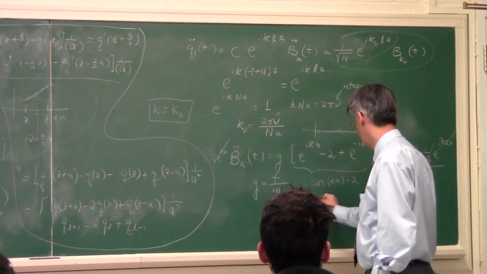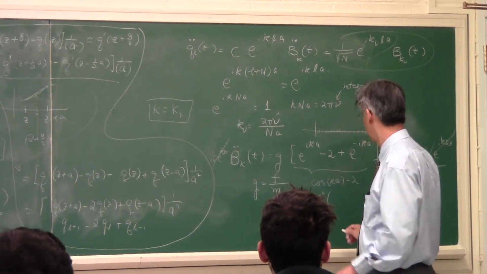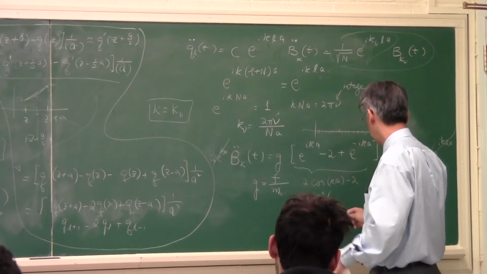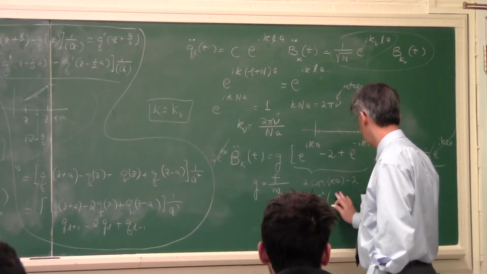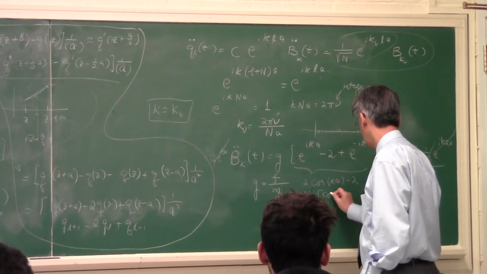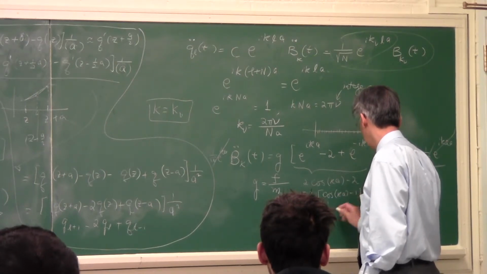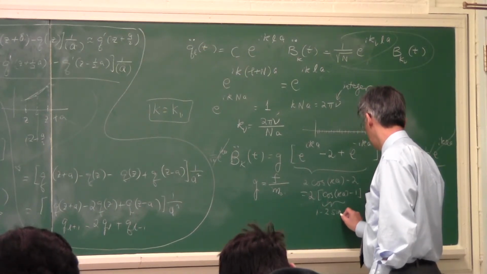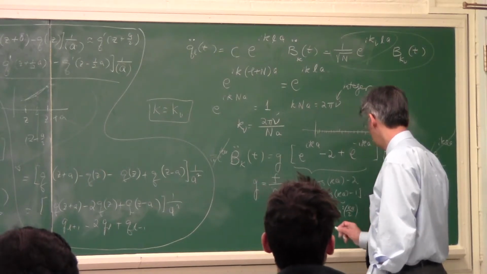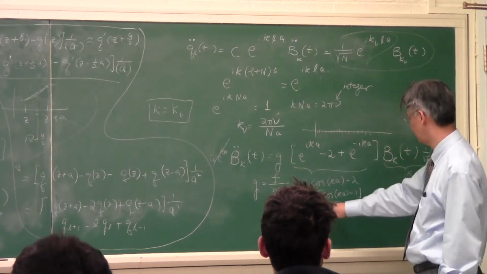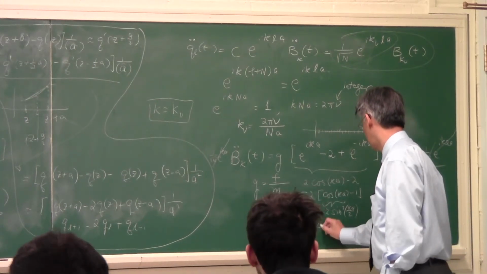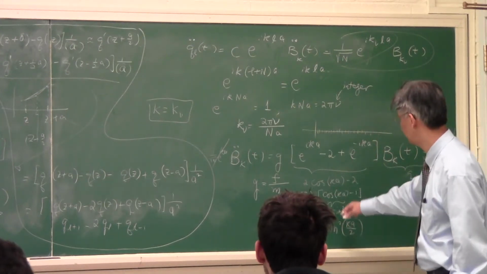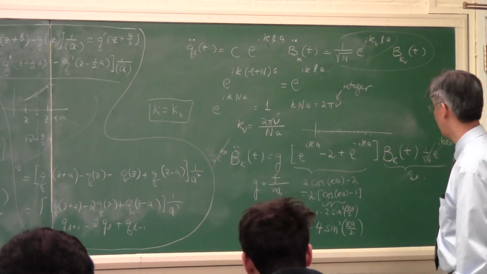Cosine of Ka is cosine squared. No, 2 times cosine, right? 2 times cosine here, and then this is equal to 2 times cosine of Ka minus 1. So this is equal to 1 minus 2 sine squared Ka over 2, right? You can write this as 1 minus sine squared Ka over 2. The 1 cancels, and finally this is minus 4 sine squared Ka over 2. So this becomes just 4 sine squared Ka over 2.